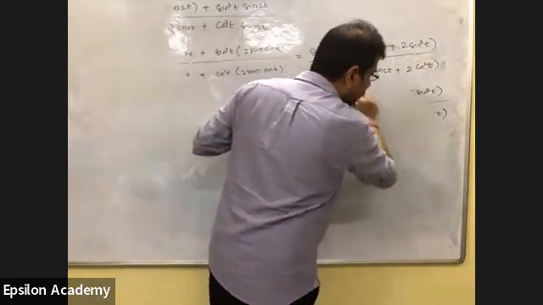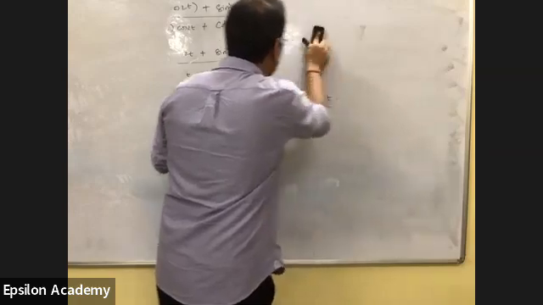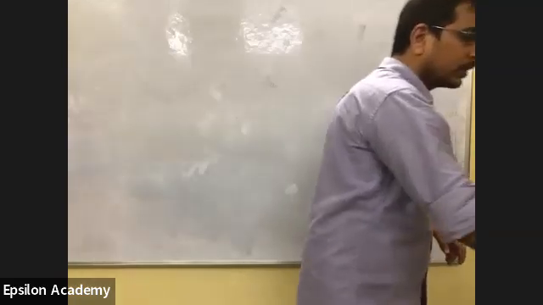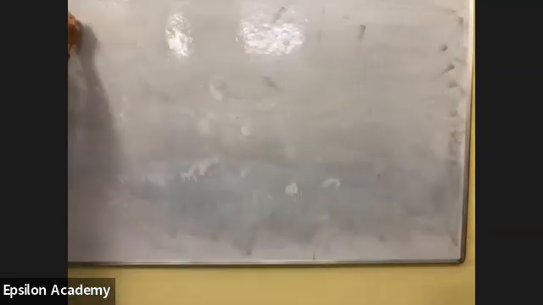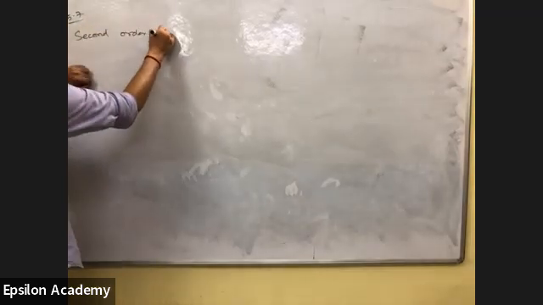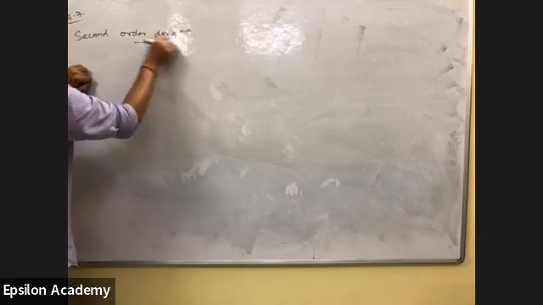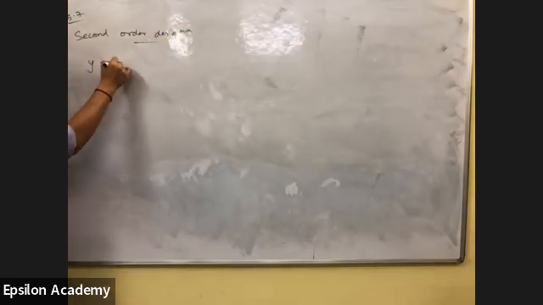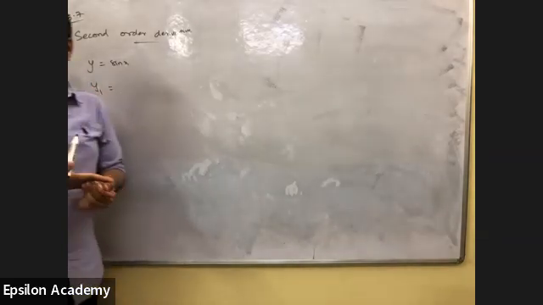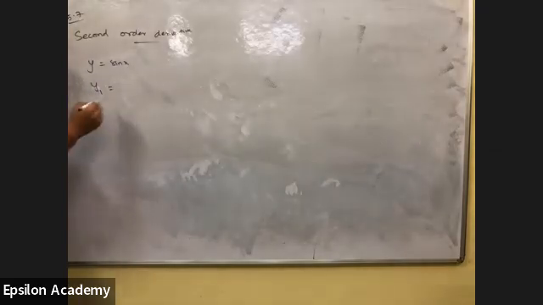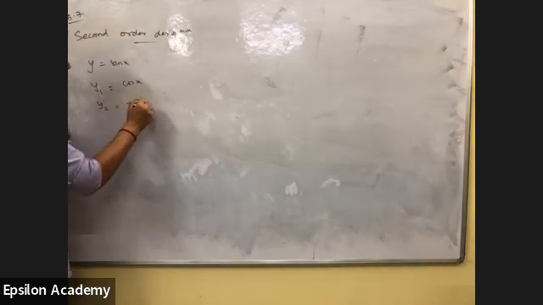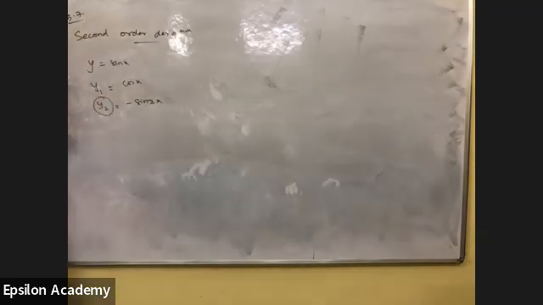Last exercise of this chapter is 5.7, which is called the second order derivative. Okay. 5.7 is second order derivative. See, if I take y is equal to sin x, for example, what is y1? y1 is called the first order derivative. What is y1? Cos x. So what will y2 be? This y2 is what is called the second order derivative.